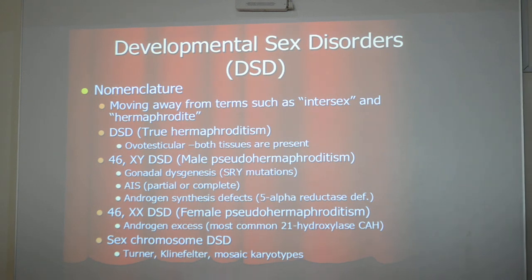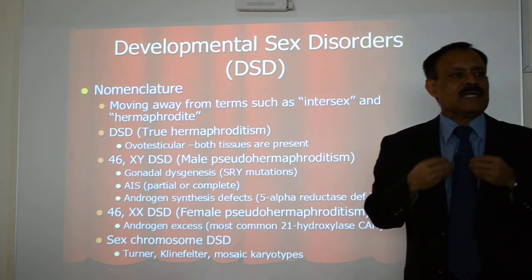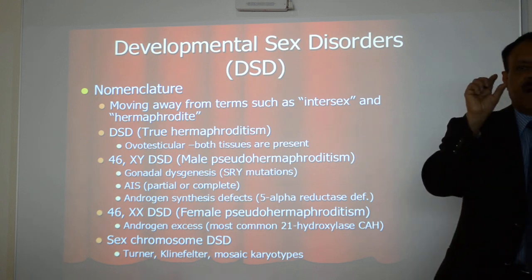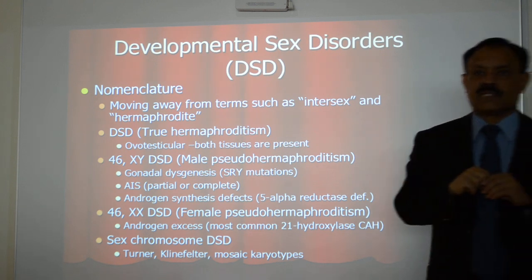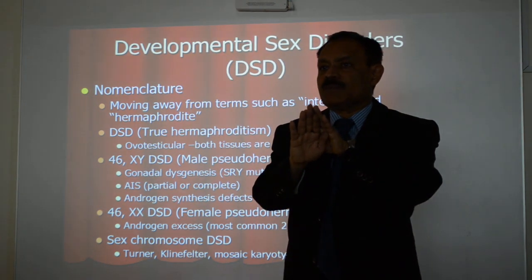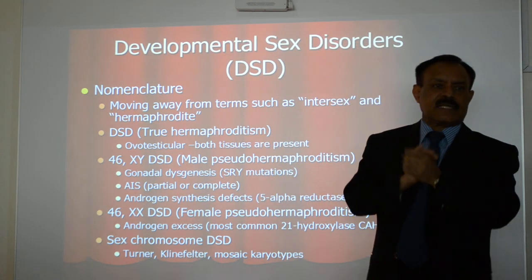46,XY DSD means that it is a male. It is a male, but it does not look like a male. The reason is the penile part is very small. It looks like a clitoris, or the folding is not there under the influence of testosterone. So what will happen is that it looks like a vaginal orifice.